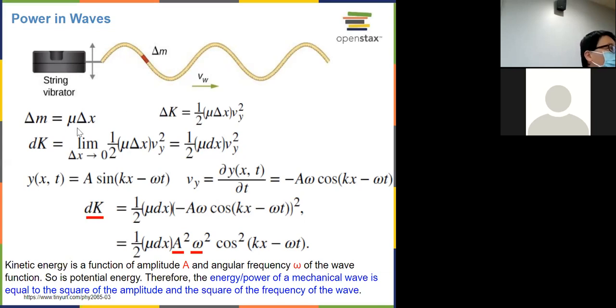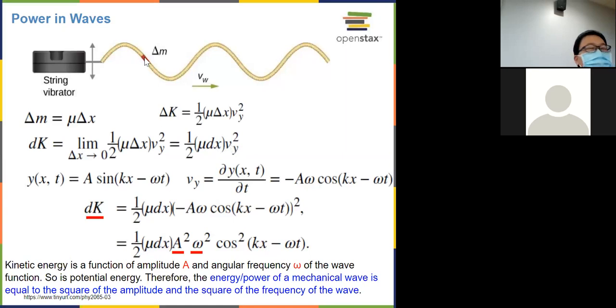In the case where you approximate delta x to 0, you are looking at the infinitesimal fraction of the kinetic energy. That means you are doing differentiation. So then dK is equal to 1/2 mu, now you change delta x to be dx, and then v squared.